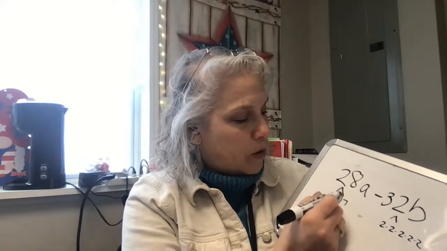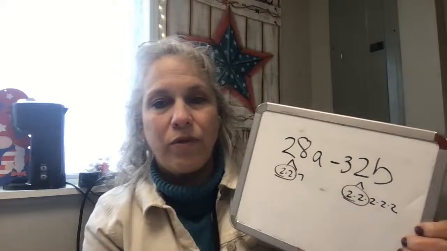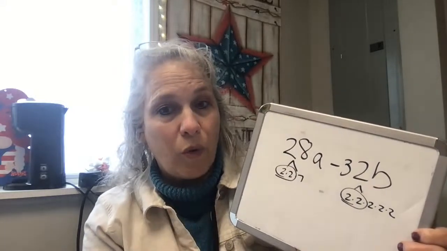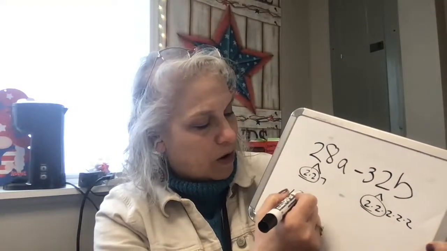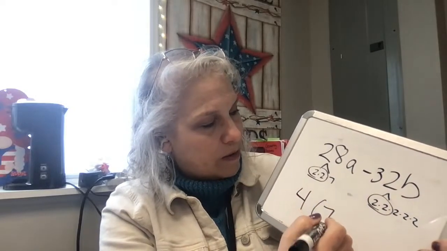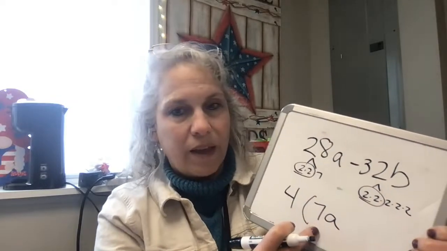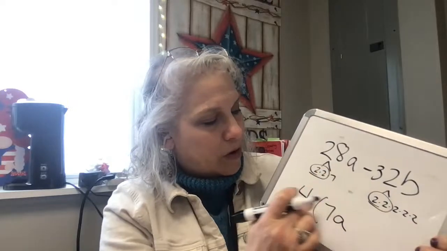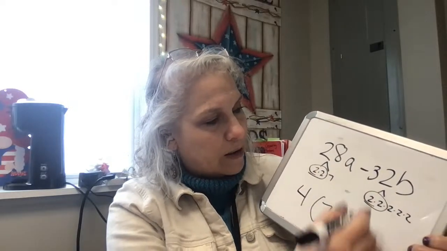So what's common to both? They both have 2 2s. So 2 times 2 is 4. So now I can factor out a 4. 28 divided by 4 is 7, and then the a stays with it. 32 divided by 4 is 8.